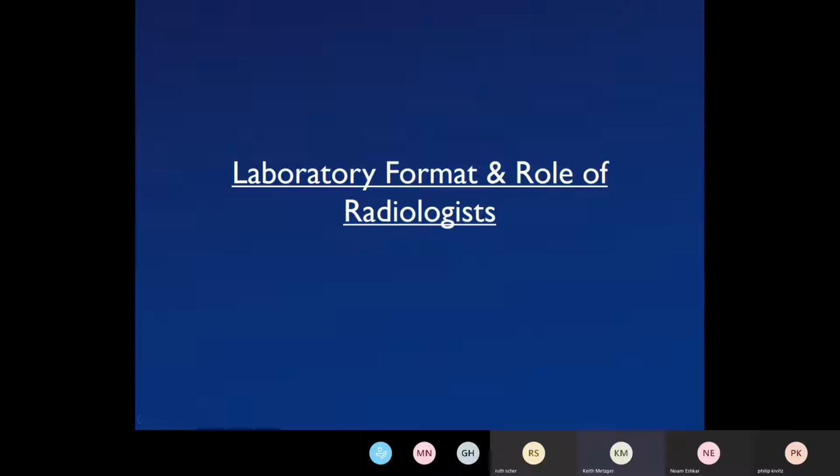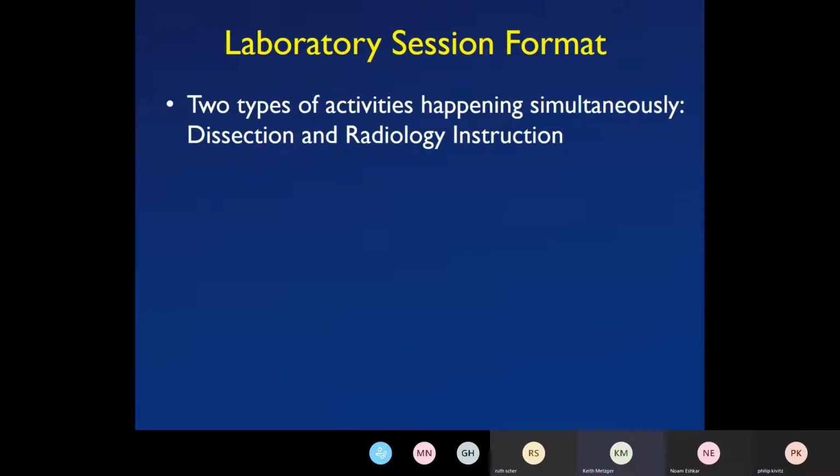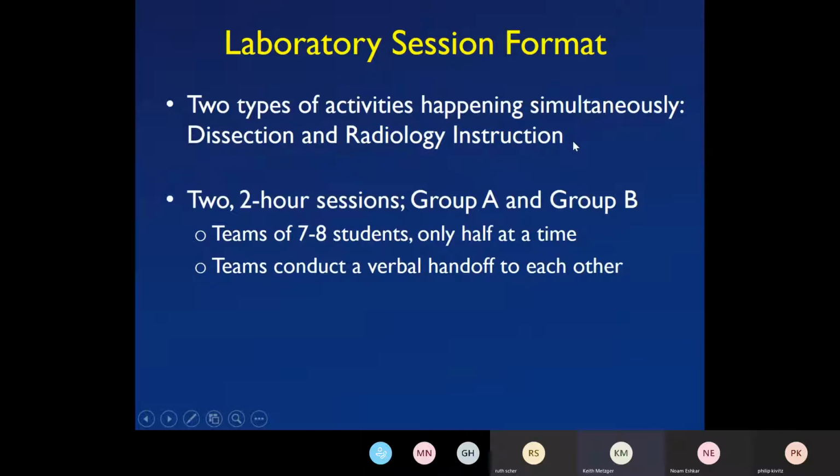So how is the lab actually formatted? And what is your role as a radiologist going to be in that lab? Let's talk first about the format. There are 2 types of activities happening simultaneously. We have relatively traditional dissection, and we have a large number of clinical faculty members ranging in disciplines from plastic surgery to internal medicine to family medicine to orthopedics. Really, we were able to recruit a lot of different types of clinicians. And radiology instruction is the new addition this year.